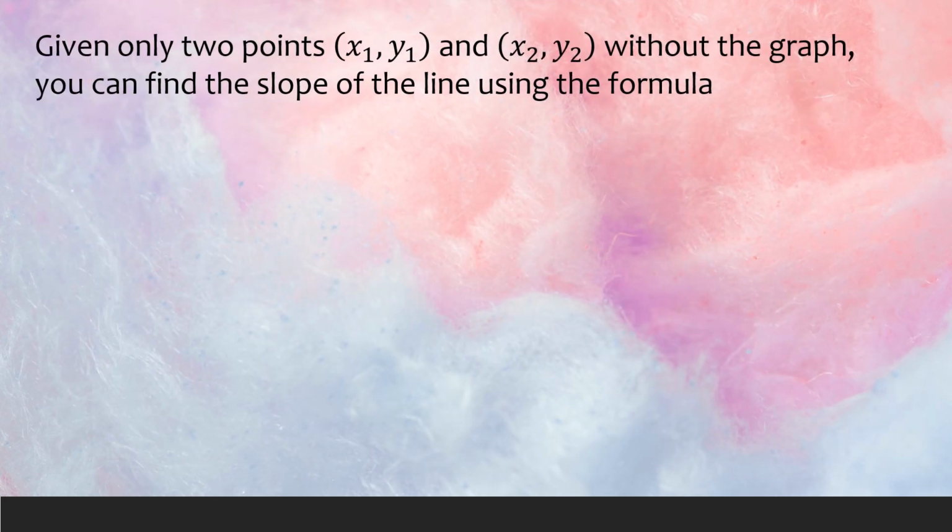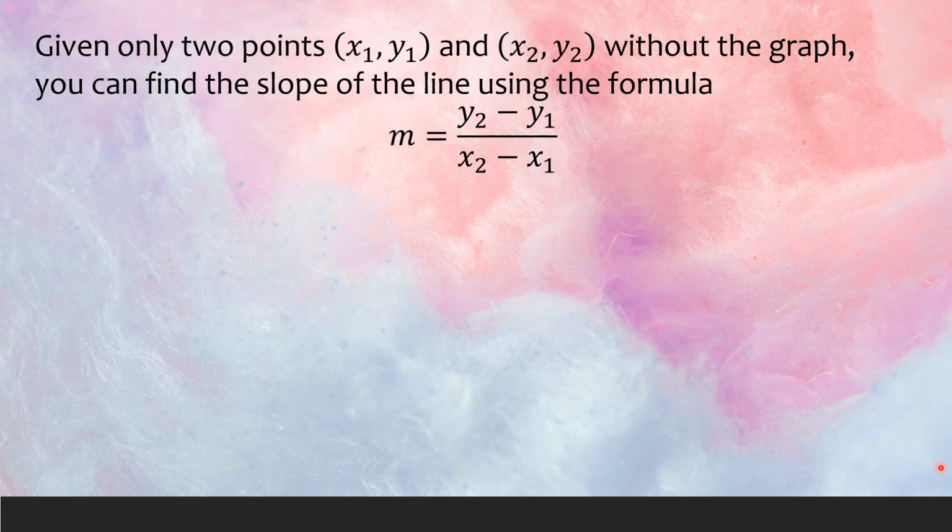Given only 2 points x sub 1, y sub 1, and x sub 2, y sub 2 without the graph, you can find the slope of the line using the formula m equals y sub 2 minus y sub 1 over x sub 2 minus x sub 1, or yung tinatawag nating the difference of y coordinates over x coordinates. So kung kanina nalaman natin ang slope ng isang line using its graph, na kung saan binilang lang natin yung rise over run.